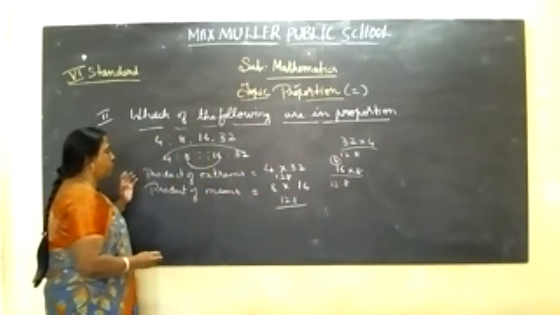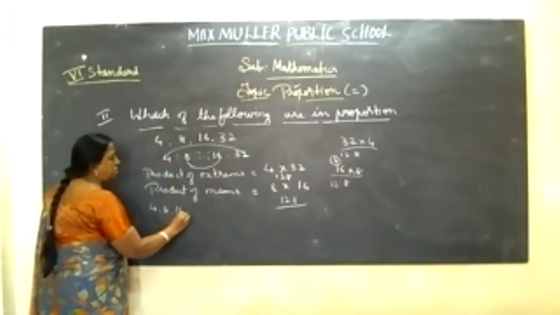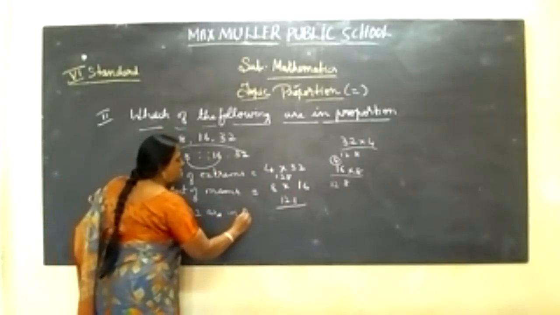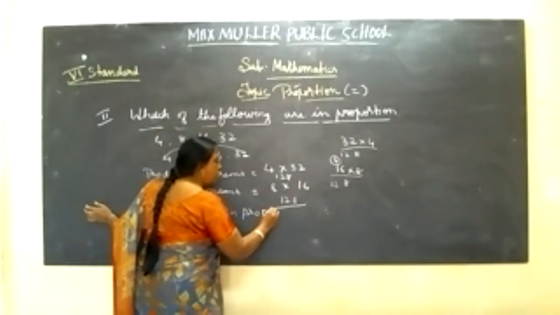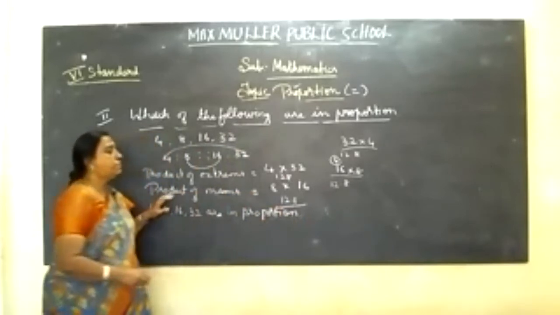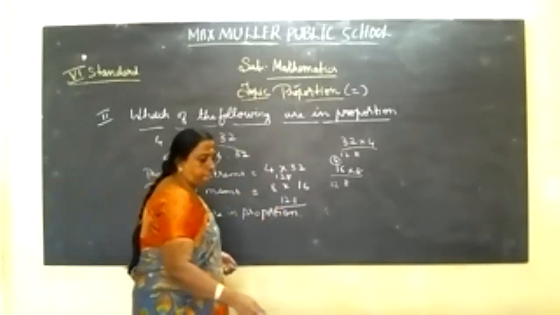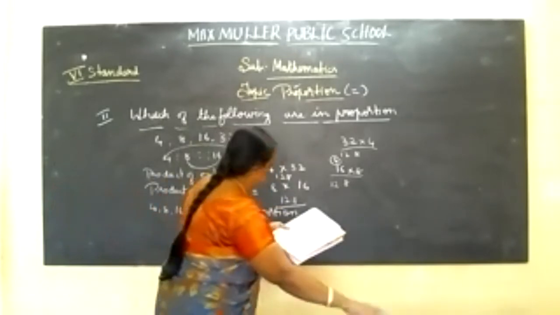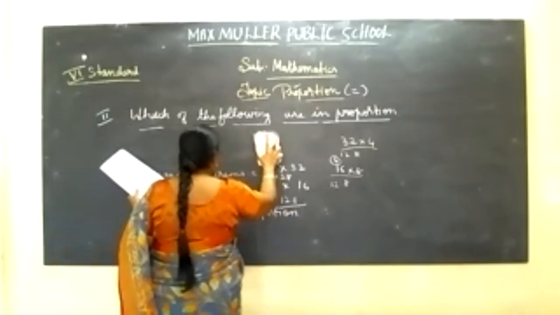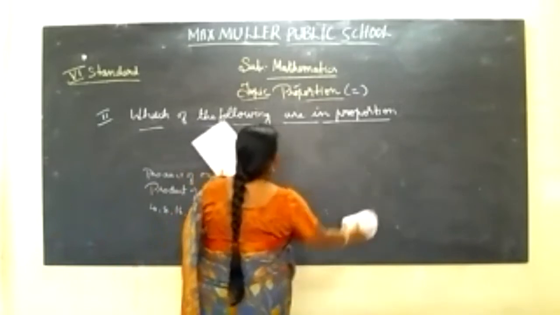Yes, we got both equal. So they are in proportion. Here you can say 4, 8, 16 and 32 are in proportion. Why? Because the product of extremes is equal to the product of means. Okay, now next question. Second one, same heading. I won't rub this; I'll just do it.